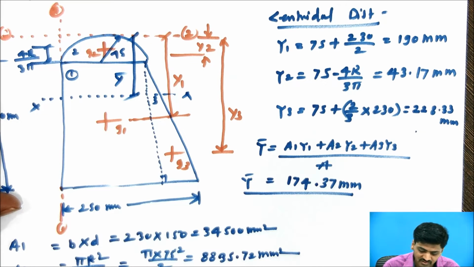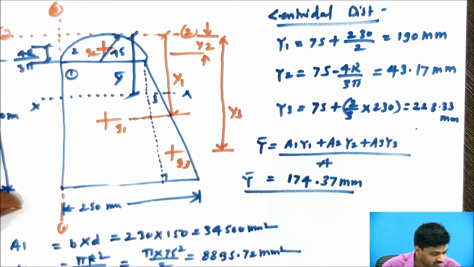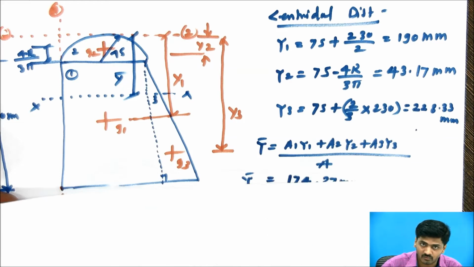Now I need the distances, that is h1, h2 and h3. This is very important. How to calculate h1, h2 and h3? So let's observe.